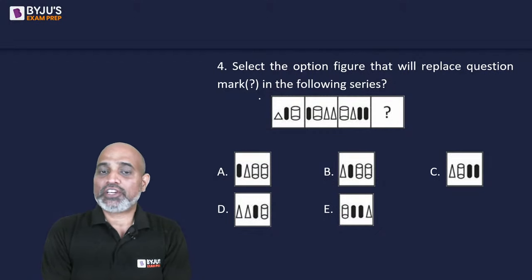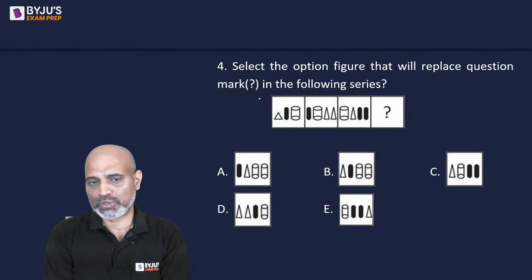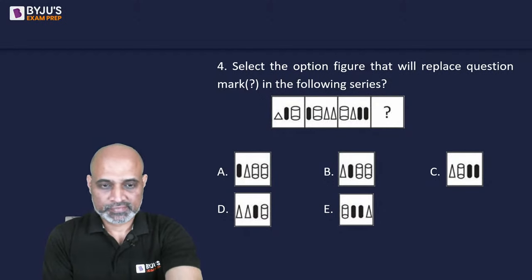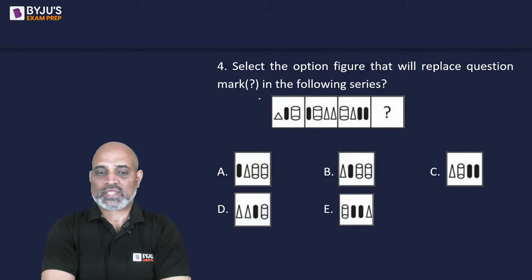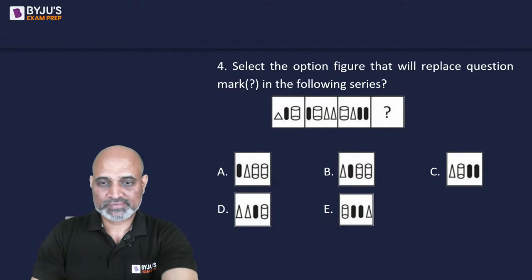Okay, next one. Select the option figure that will replace question mark in the following series. Triangle, shaded capsule, and then a cylinder. Which one makes sense?